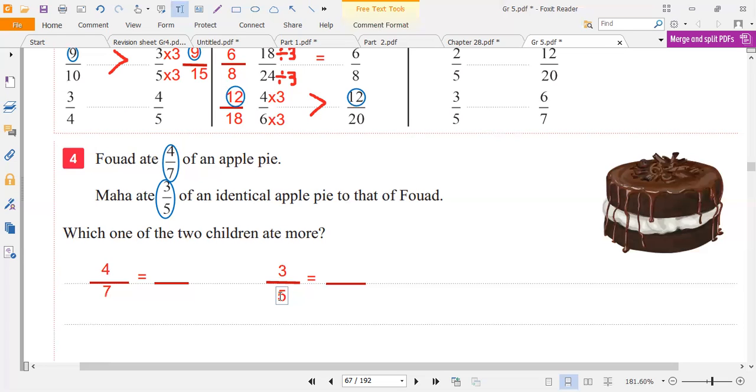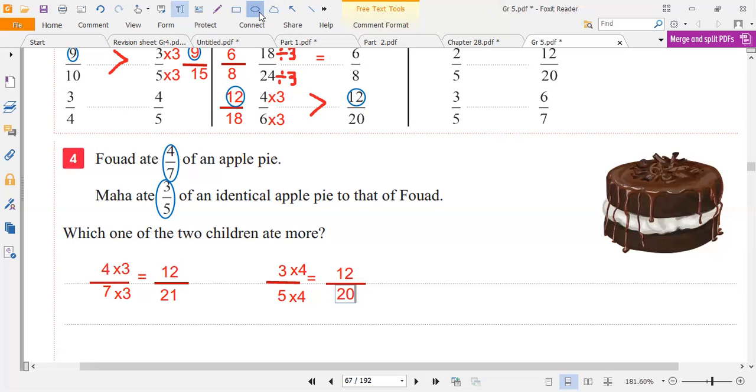We cannot simplify these two fractions, and 4 is not a multiple of 3. Let's reduce them to the same numerator. 4 is not a multiple of 3, so what we have to do, we multiply them by each other. So we multiply the first fraction by 3 and the second fraction by 4. 4 times 3, 12. 7 times 3, 21. 3 times 4, 12. 5 times 4, 20.